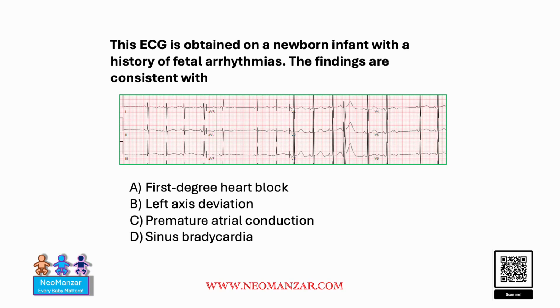So this ECG is obtained on a newborn infant with a history of fetal arrhythmia. The findings are consistent with... pause the slide, zoom the picture. Okay, the correct response here is C, which is premature atrial conduction.